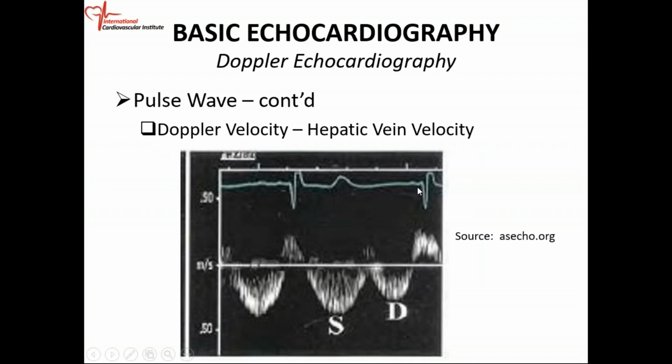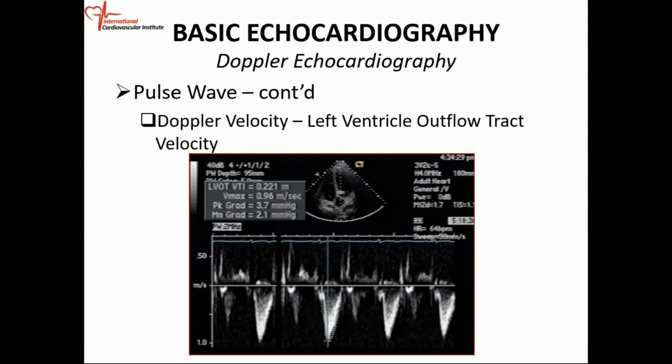Okay, when we do hepatic vein flow, you usually use your apical four-chamber view. You have hepatic veins on either side of the left atrium. We don't have the 2D image, but the flow is away from the transducer. If we use this, our hepatic veins are going to be right there.